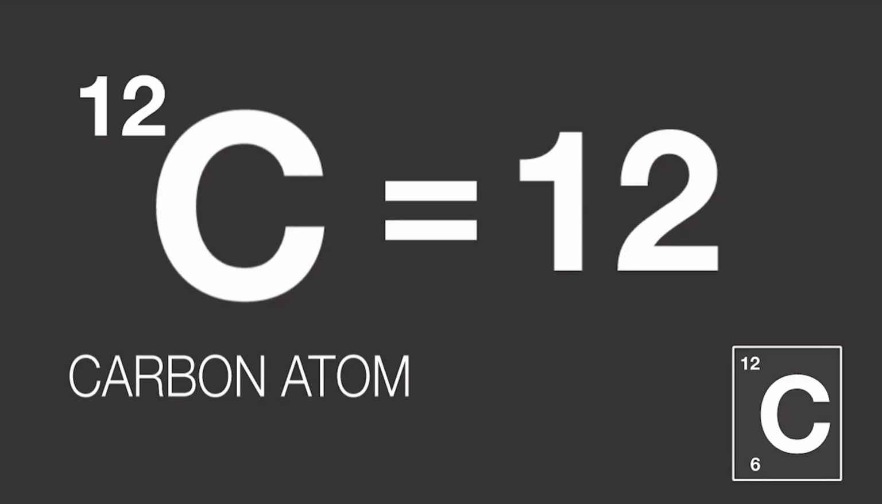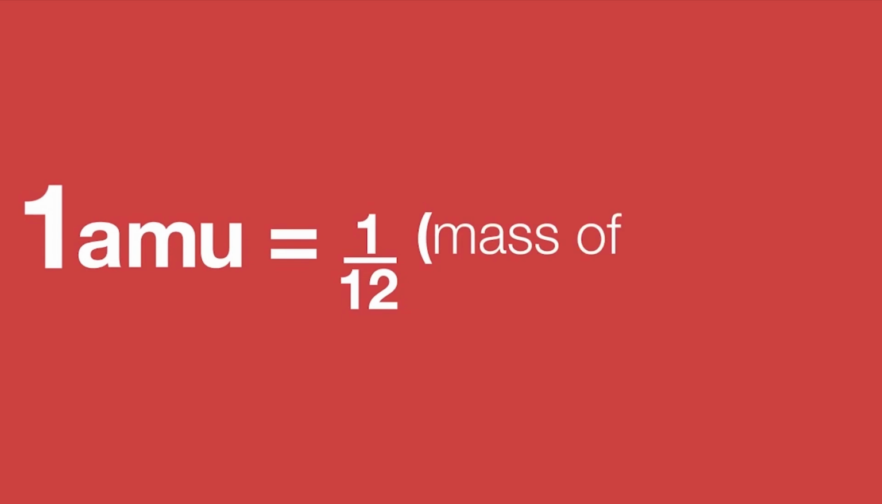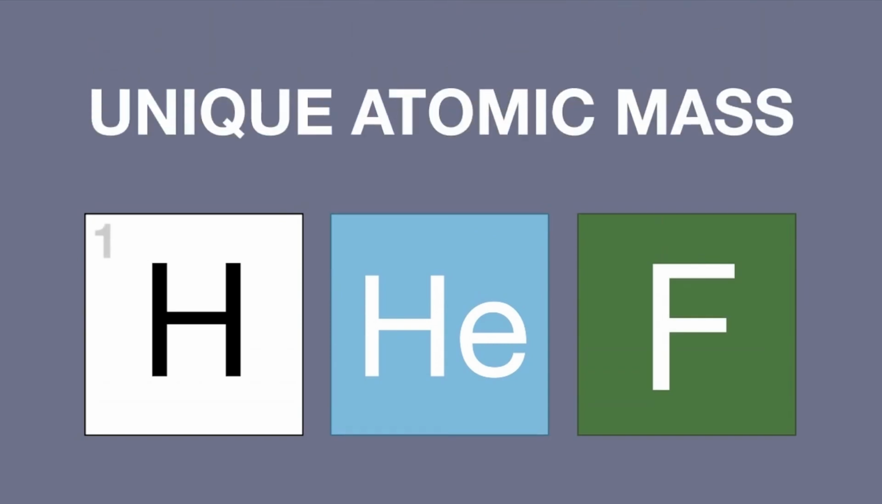In fact, the mass of a carbon-12 atom is so exact and well agreed that it is sometimes written at 4 decimal places. Therefore, 1 atomic mass unit, or AMU, is quite simply 1/12 of the mass of a carbon-12 atom. Every atom has its own unique atomic mass based on this relative scale.